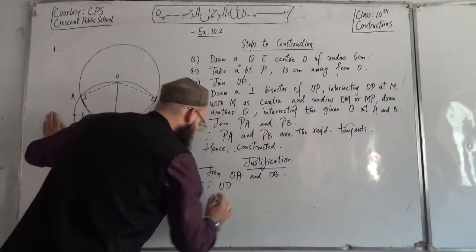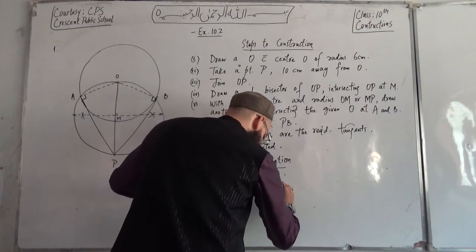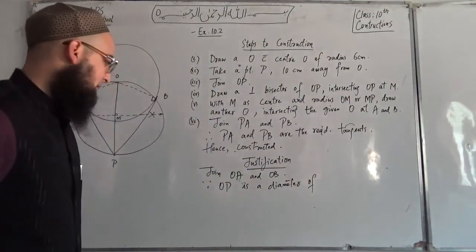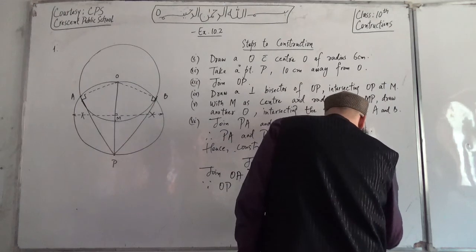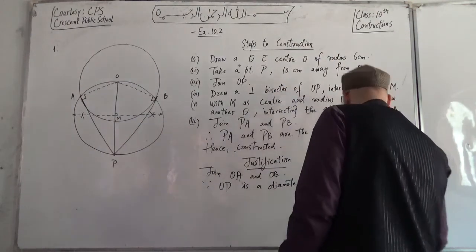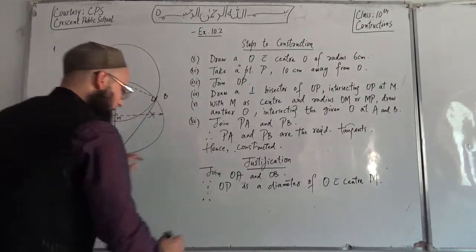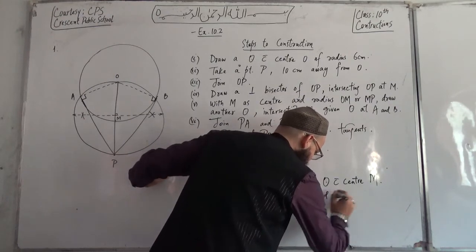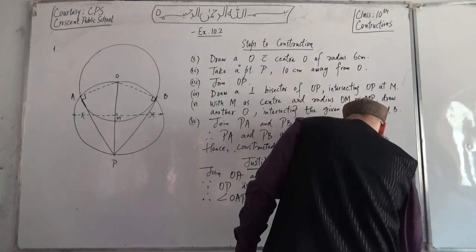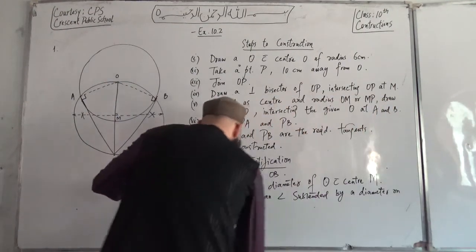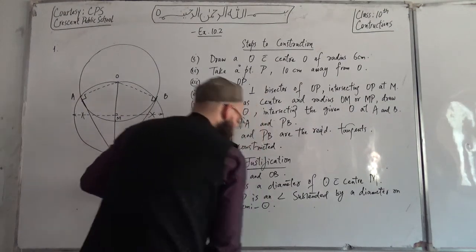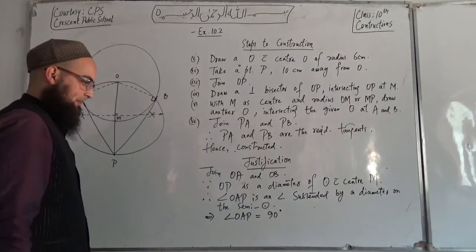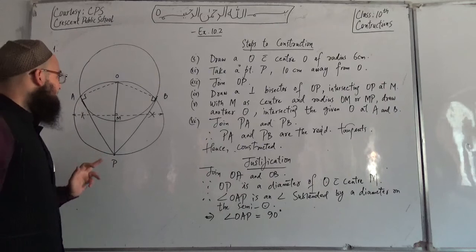Since OP is a diameter of the circle with center M, therefore angle OAP is an angle subtended by a diameter on the semicircle, which implies that angle OAP is equal to 90 degrees.